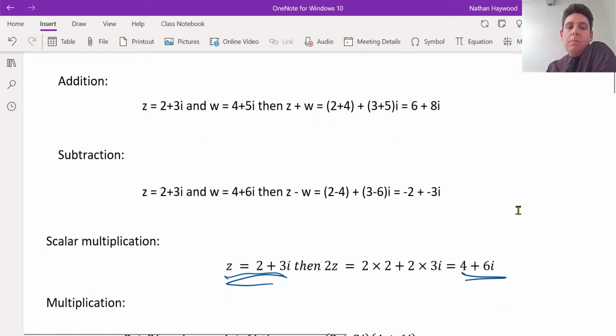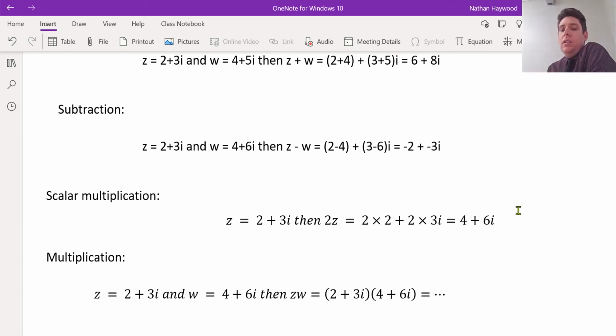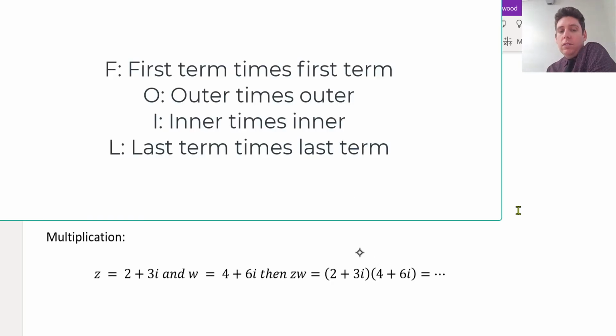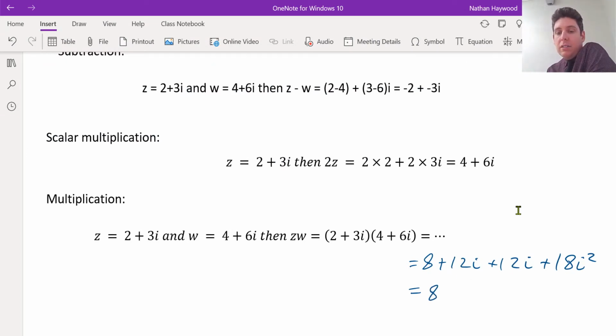Yeah? The multiplication is the tricky bit. So we've got 2 imaginary numbers and we're going to multiply them by each other. So you're going to use, I don't know if you've ever done FOIL. First times the first is, outer times the outer, inner times the inner, 12i, last times the last, 18i squared. Okay, so now we've got to simplify that. So the 12 i's add together. But what's i squared? -1. So this becomes -18. So the final answer is -10 plus 24i.